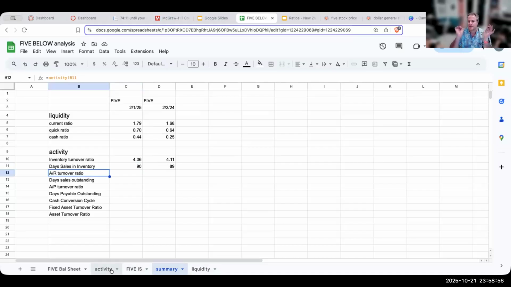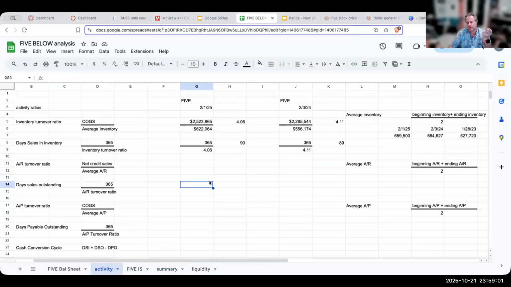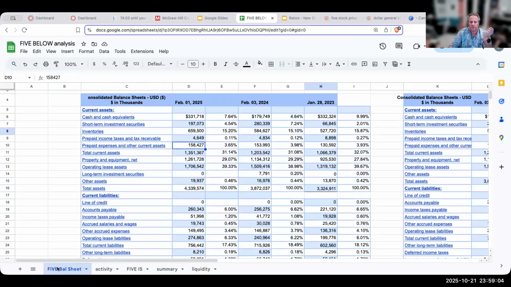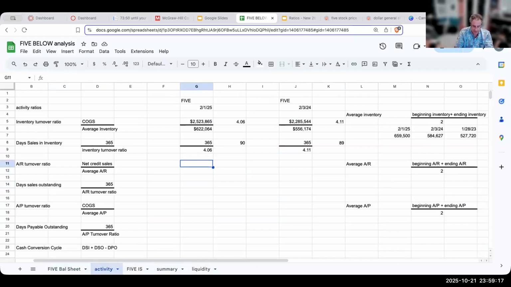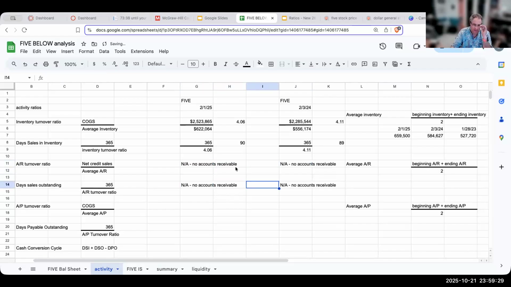Well, guess what? This is an activity ratio, and I listed it here because I am listing it here. But if we look at the balance sheet, do we see anything with accounts receivable? And the answer to that is a big no. So for us, in our particular example, what we're going to be doing here is putting a big not applicable, no accounts receivable.